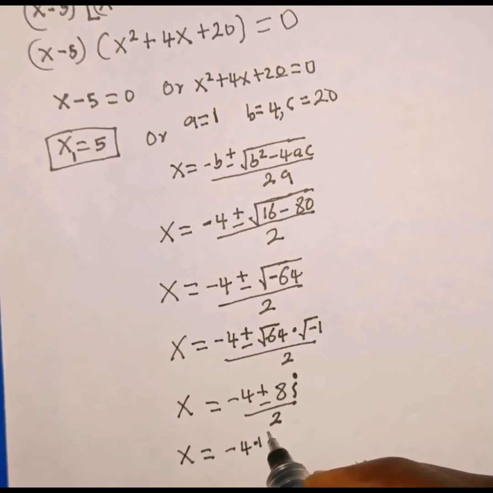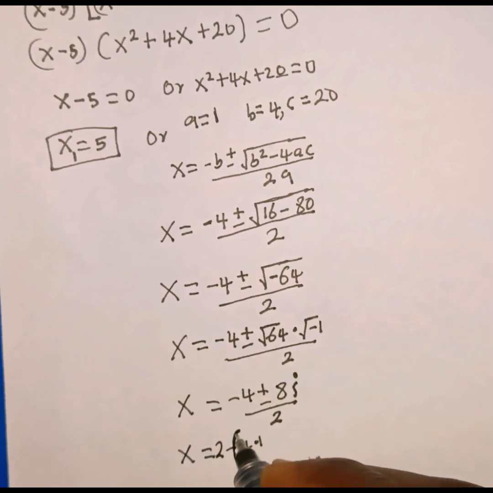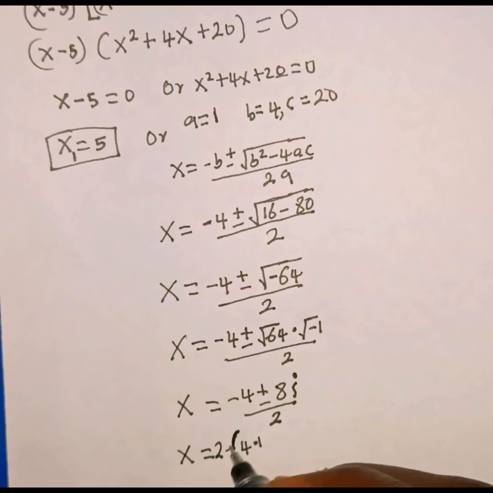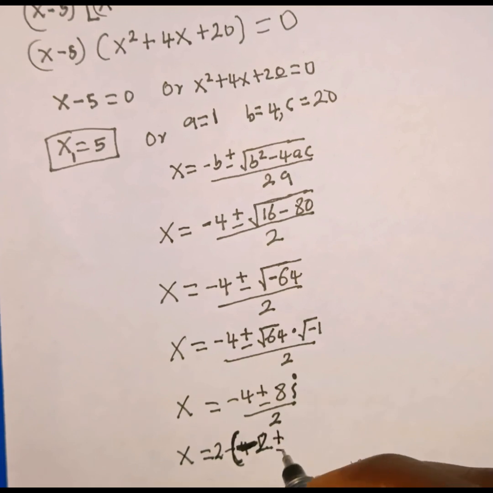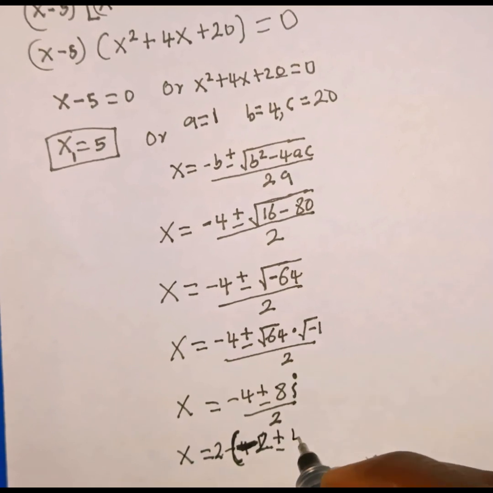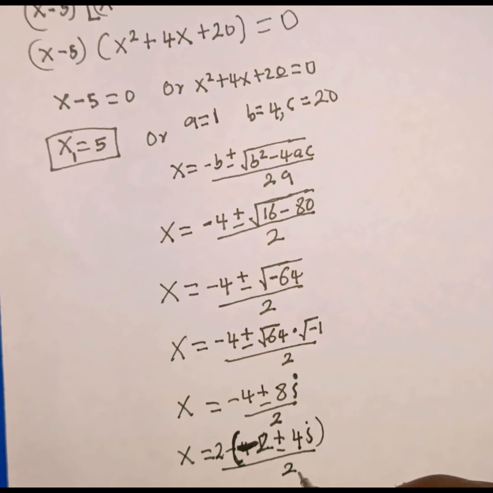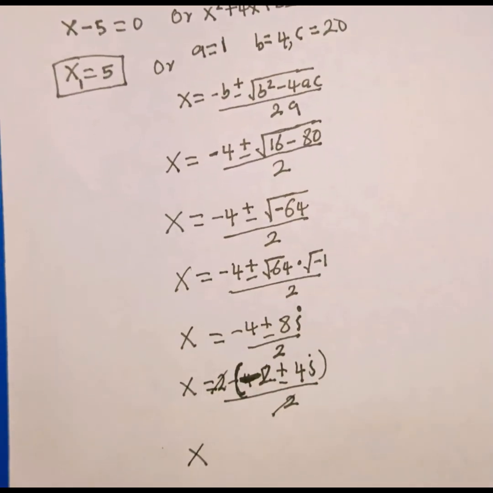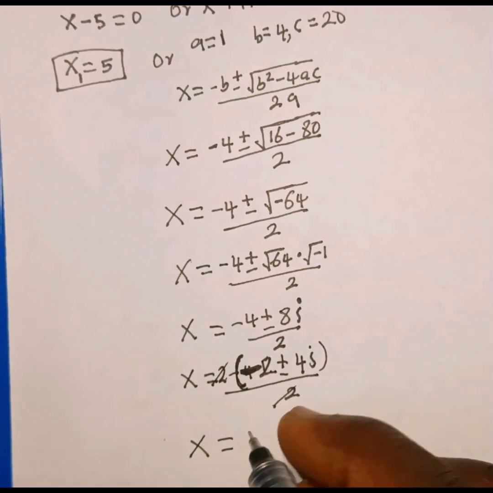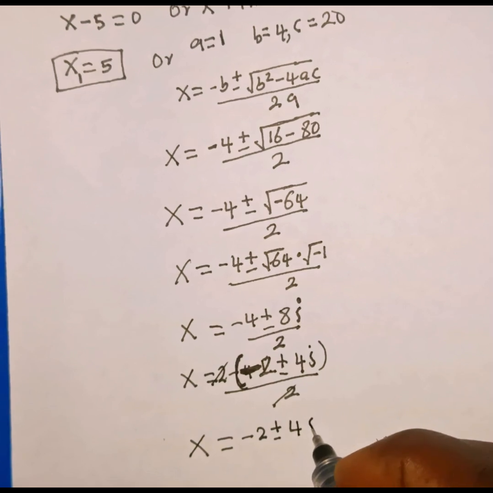To do that, we are going to factor out 2. So we are going to factor out 2 here. Then we open a bracket. Negative 4 divided by 2 is going to give us negative 2, right? Then plus or minus 8 divided by 2 is going to give us 4i. So everything all over 2, so that these 2 can cancel. So we are left with x, which is going to be equal to negative 2 plus or minus 4i.